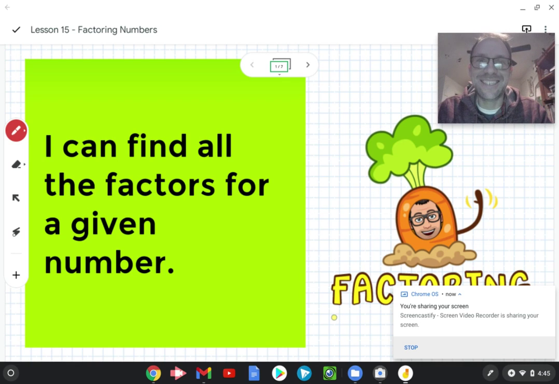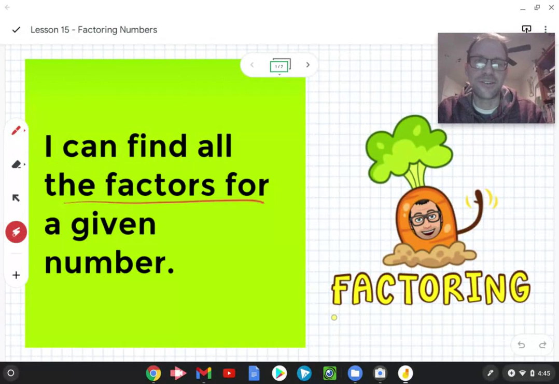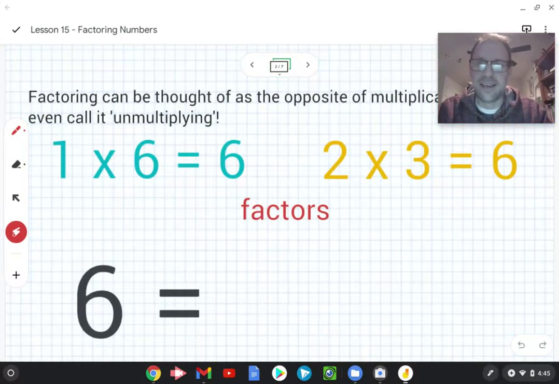Welcome to today's lesson. Today we're going to learn how to factor a number. Today's learning target is I can find all the factors for a given number. Let's get started. All right, what is factoring a number?